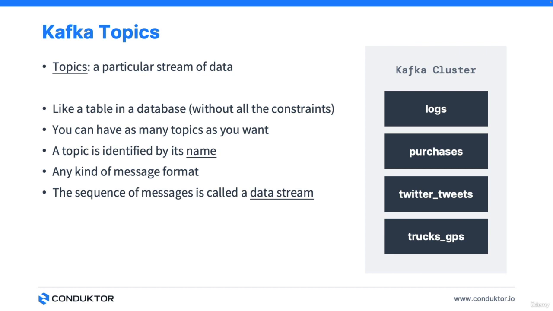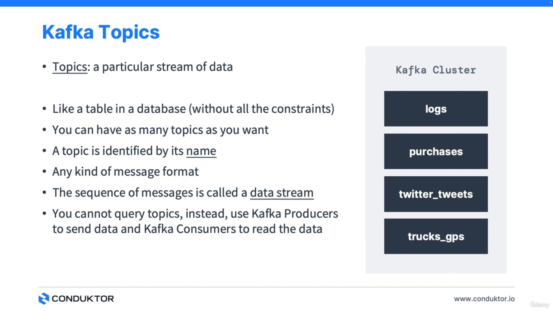The sequence of the messages in a topic is called a data stream. This is why Kafka is called a data streaming platform, because you make data stream through topics. You cannot query topics. Topics are similar to a database table, but you cannot query them. Instead, to add data into a Kafka topic, we're going to use Kafka producers, and to read data from a topic, we're going to use Kafka consumers. But there is no querying capability within Kafka.